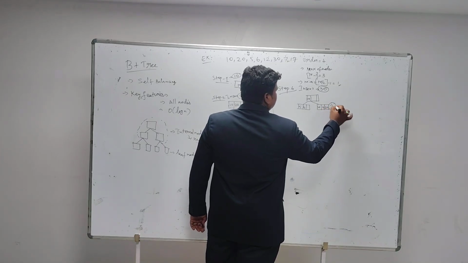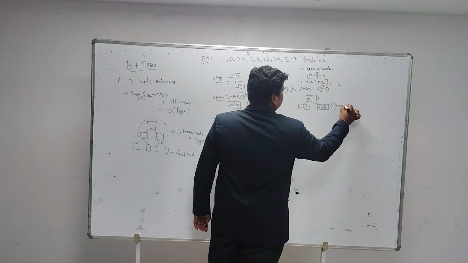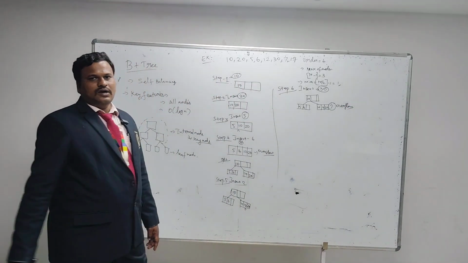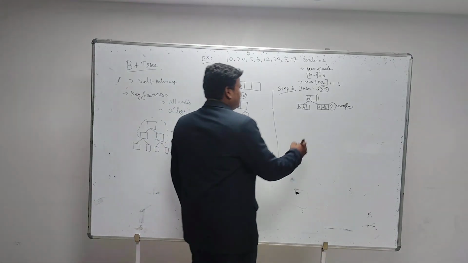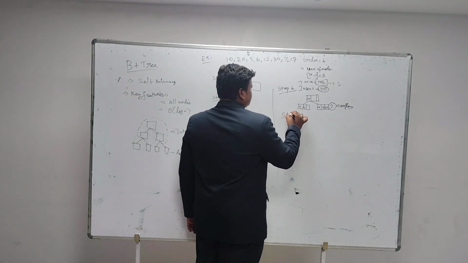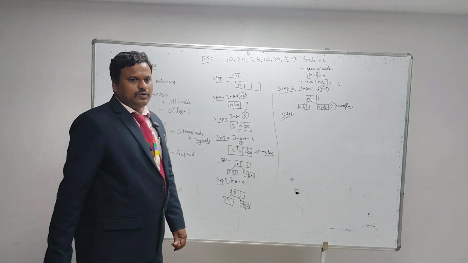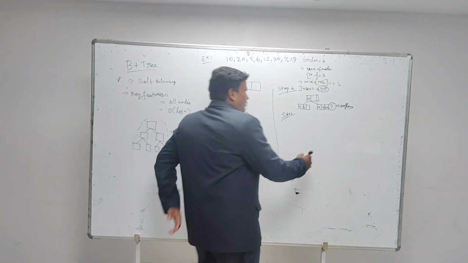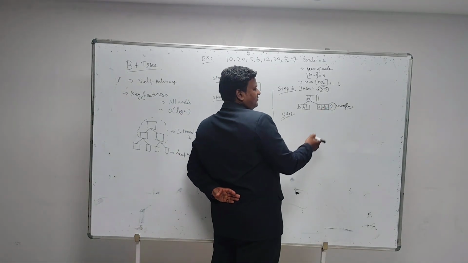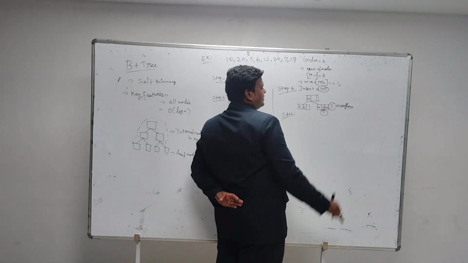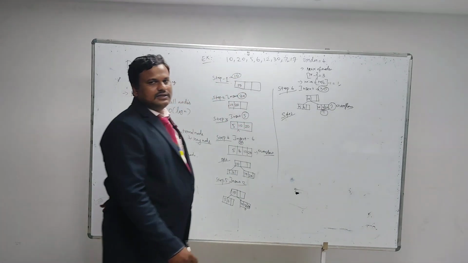If we can insert, is an overflow. Okay, so again we have done the split. What we are going to split here is the existing node. So this leaf node we are going to split. So what is the possible split?